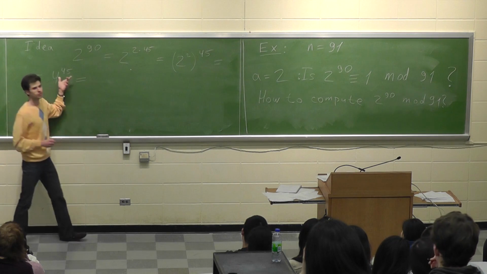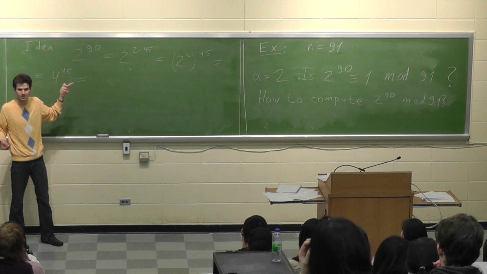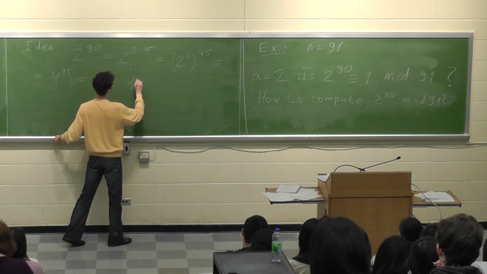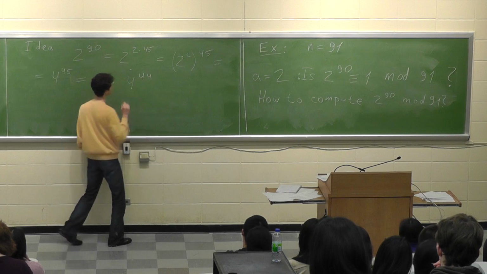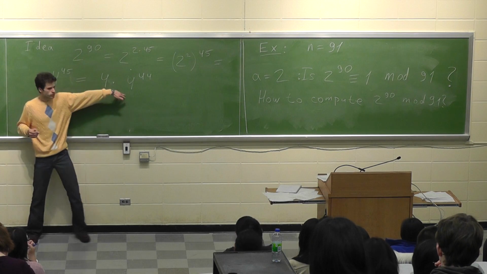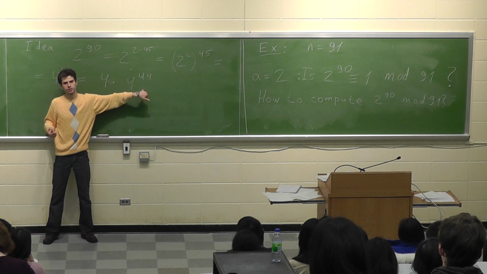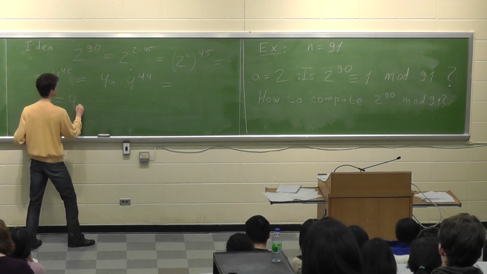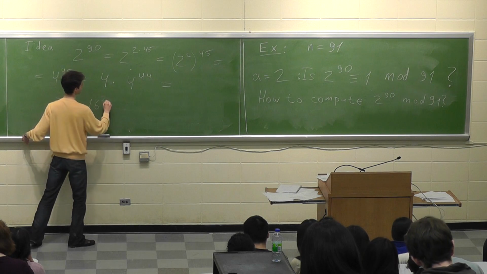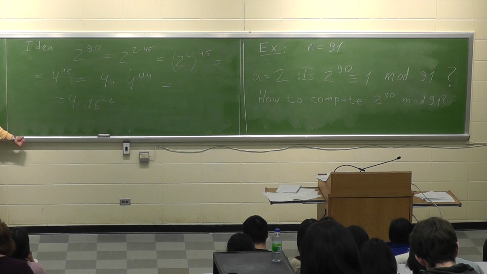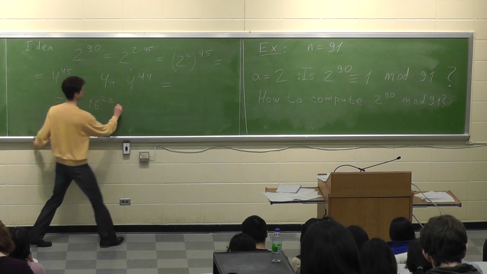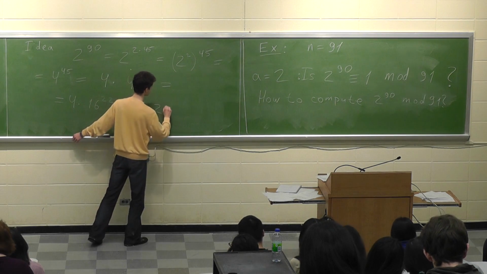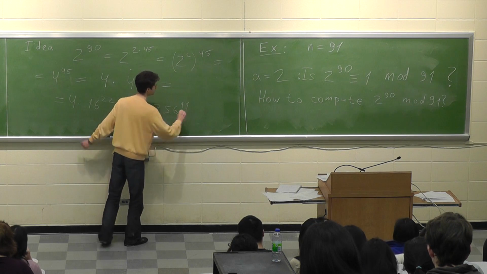The 45 is not even. It's an odd number, so I can rewrite it as 4 times 4 to the power 44. And now apply the same trick to compute this number. Now this is 4 times 16 to the power 22. Once again, it's the same as 4 times 256 to the power 11.